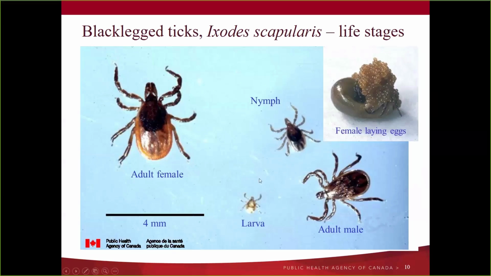Nymphs are bigger than larvae. They have 8 legs, but they lack a genital aperture. They're not mature yet, so they just look like a miniature female. And then, of course, the females have the scutum covering the anterior part of the dorsum, and there's the poor male with the scutum covering the entire dorsum. Males cannot engorge because that structure is covering their entire back. If they tried to engorge, they would explode.